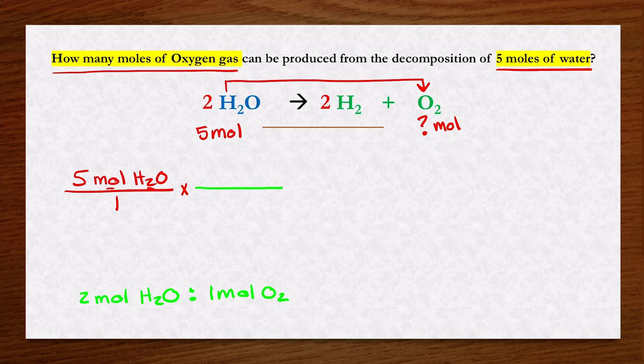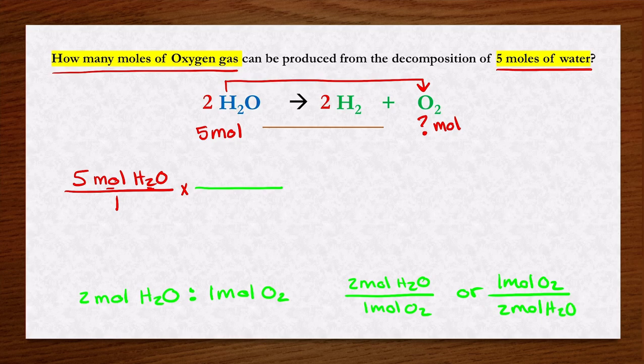And what I want to do is write both possible conversion factors. I could have 2 moles of H2O over 1 mole of O2, or I could have 1 mole of O2 over 2 moles of H2O. All right, and the way that I know which conversion factor to choose is that it cancels out the substance that I don't want to end up in my final answer, and it gives me the one that I'm being asked about. So I want to choose the mole ratio that is going to allow me, in this case, to cancel out moles of H2O.